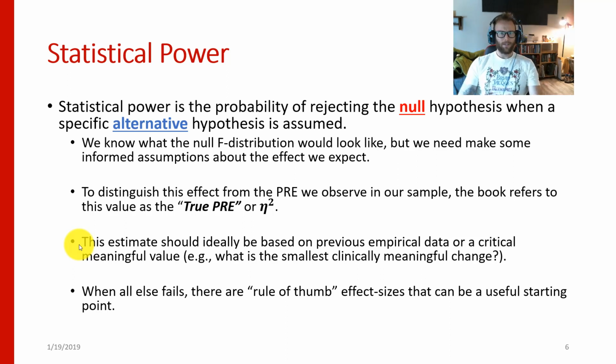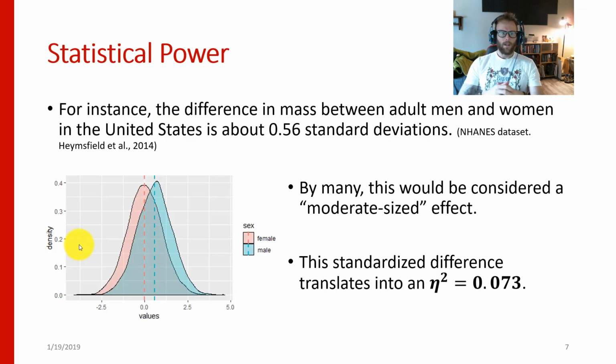But these rules of thumb can be handy if there is literally no other information available, or just as a useful starting point in building your power calculation. So for instance, the difference in mass between adult men and adult women in the United States is about 0.56 standard deviations. And by most of these rules of thumb guidelines, this is what we would consider a moderate effect size, right? It's a standardized difference of about 0.5 to 0.6.